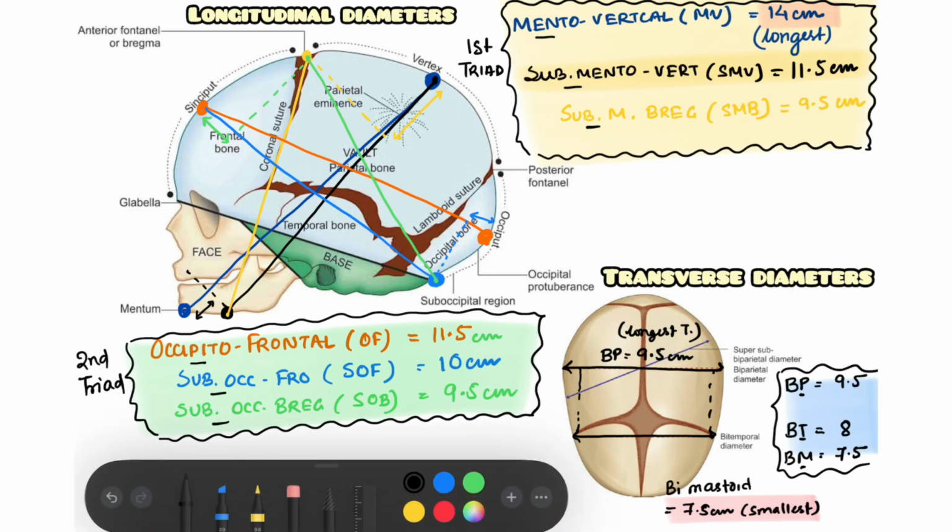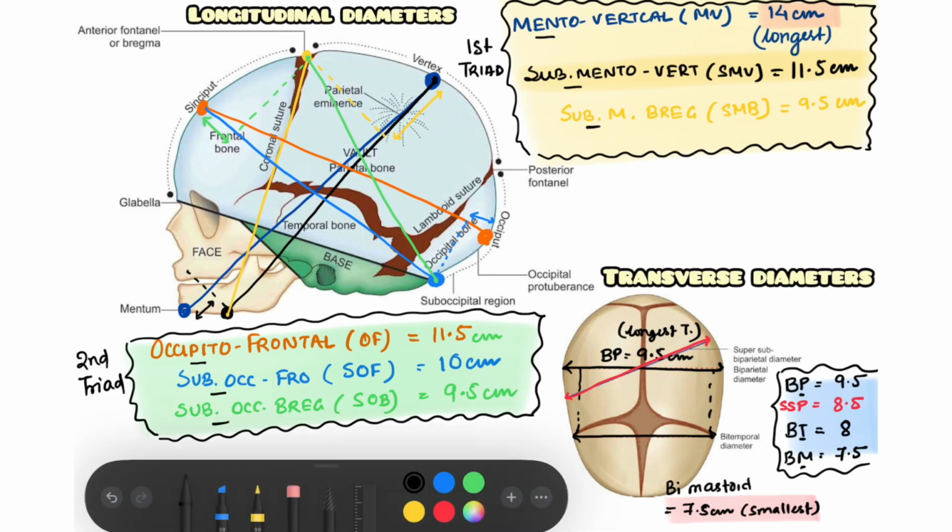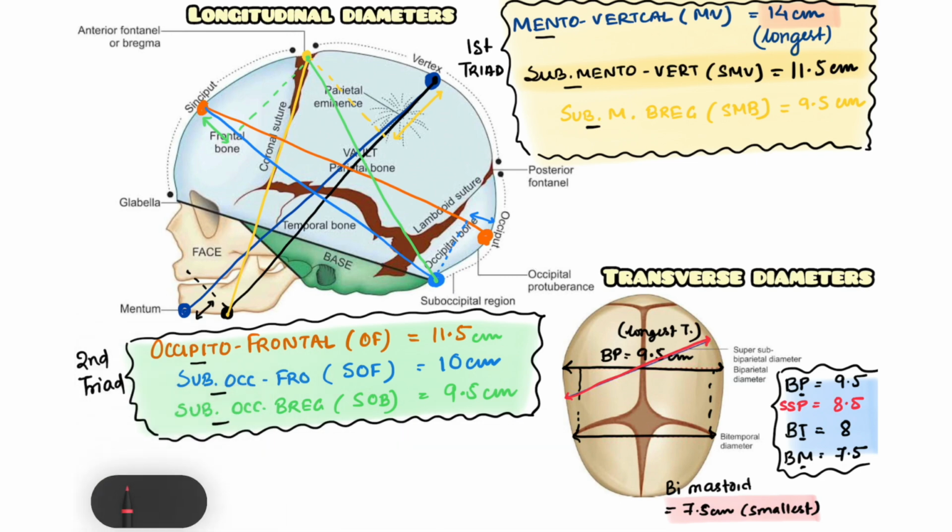However, there is another diameter to consider in transverse diameters, that is this diameter. This is known as the supra or subbiparietal diameter, which is SSP, which is in between biparietal and bitemporal, that is 8.5 centimeters. We do not consider it to be a part of the triad, but still this exists. So this is a kind of special triad. So this is my method of remembering the fetal skull diameters.